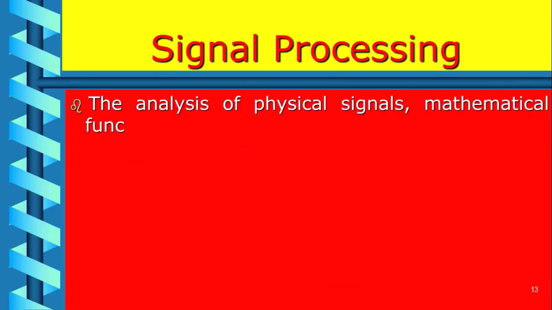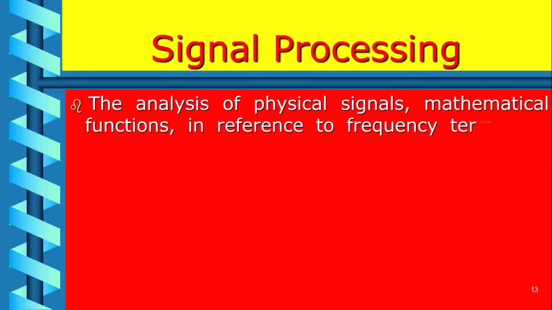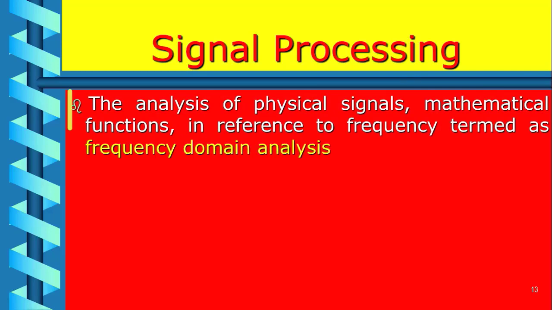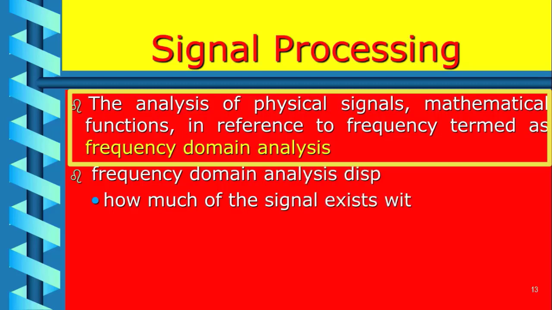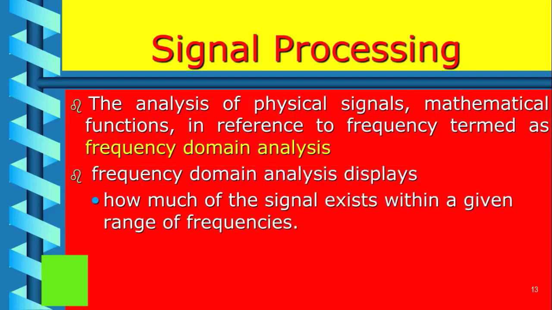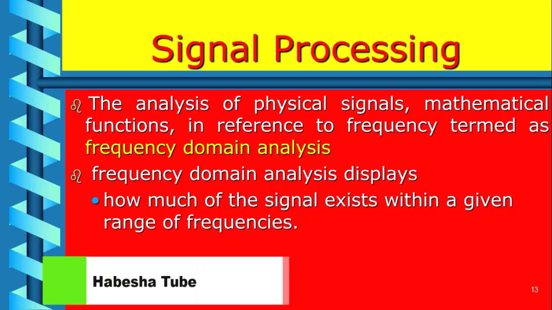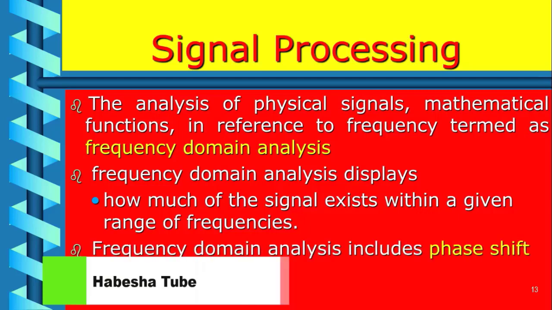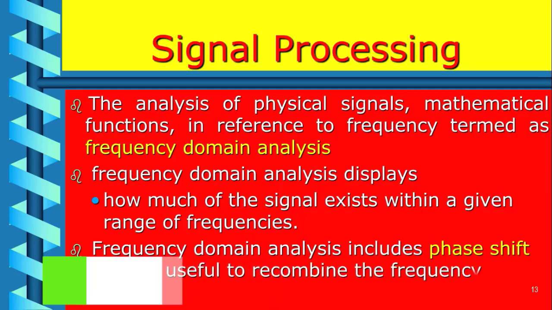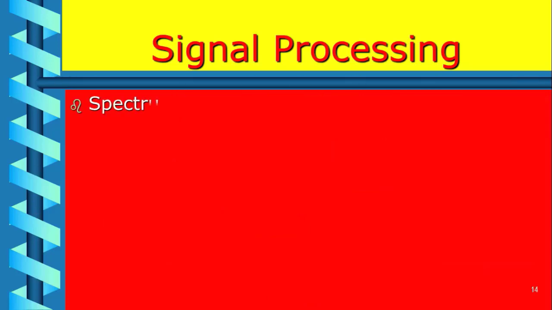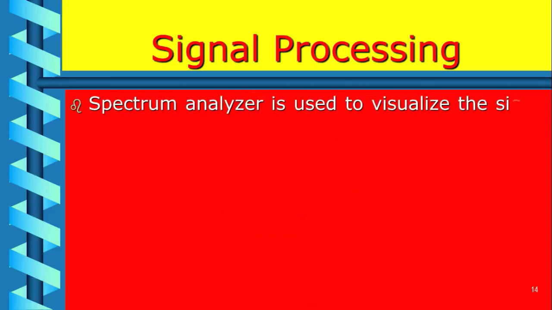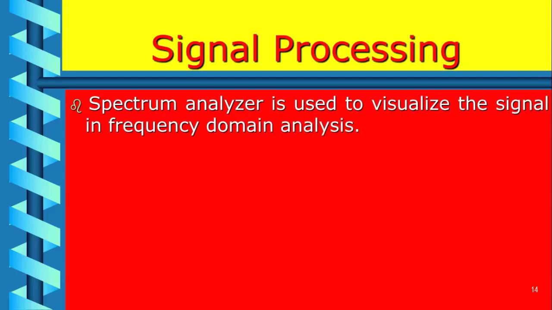The next category is known as frequency domain analysis. The analysis of physical signals, mathematical functions with respect to frequency is termed as frequency domain analysis. Frequency domain analysis displays how much of the signal exists within a given range of frequencies. Frequency domain analysis includes phase shift which is necessary for recovery of the signal in time domain. Spectrum analyzer is an instrument which is used to visualize the signal in frequency domain analysis.